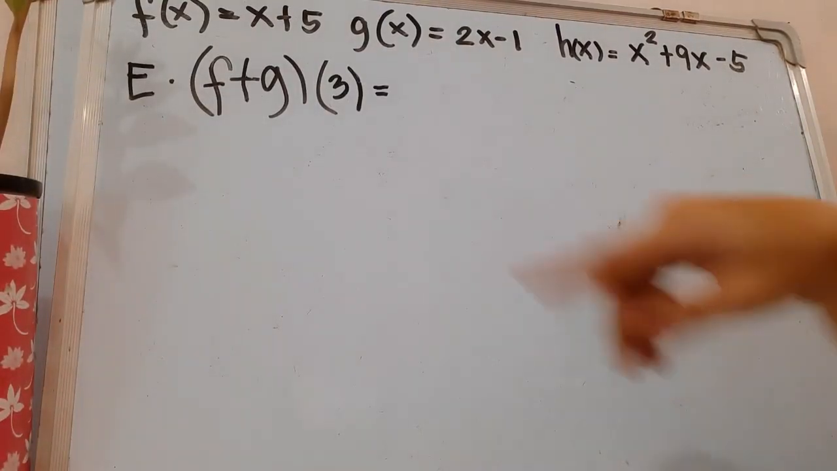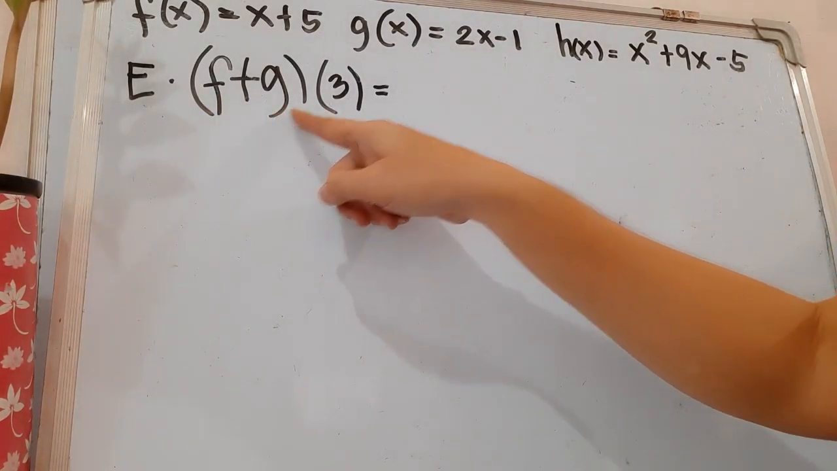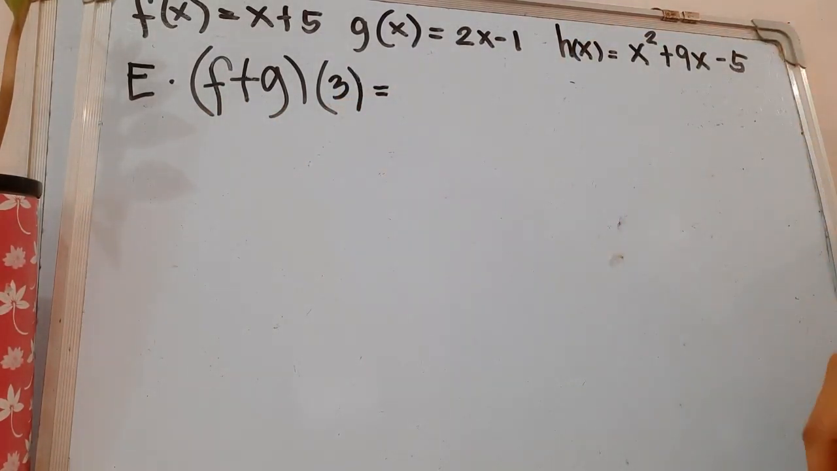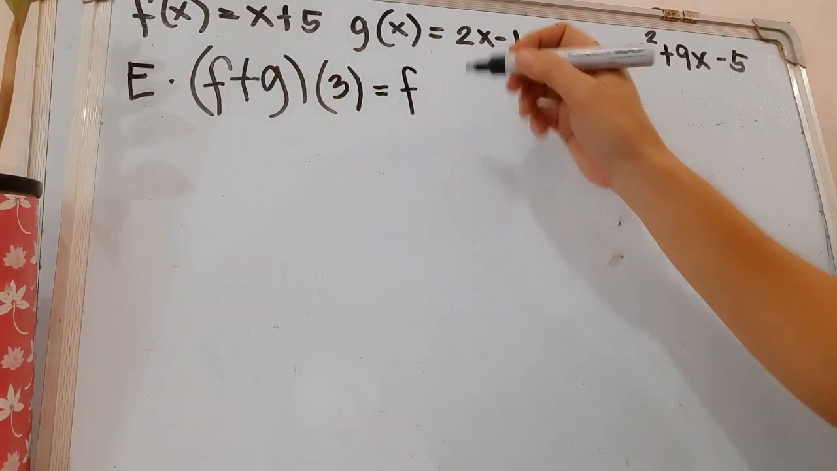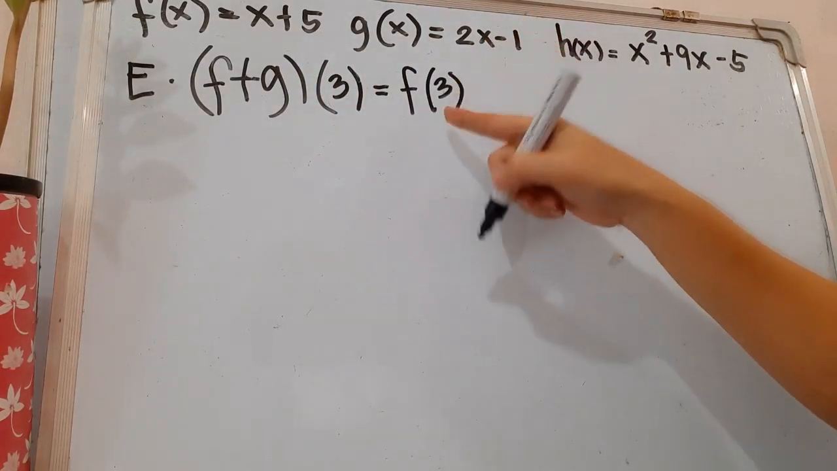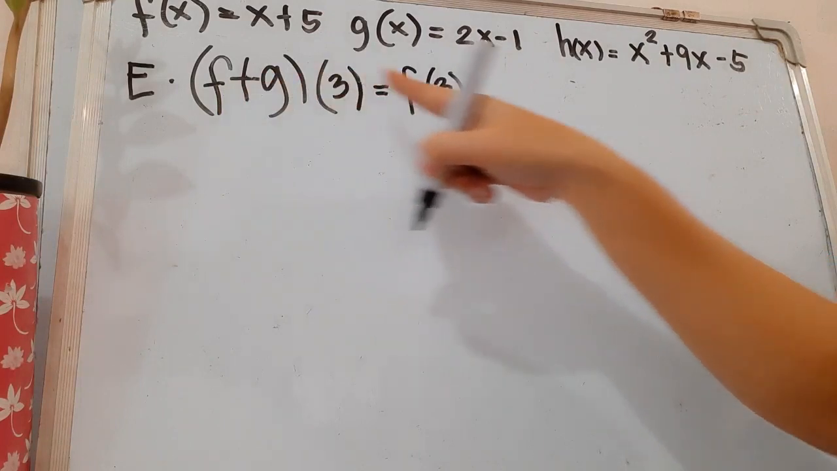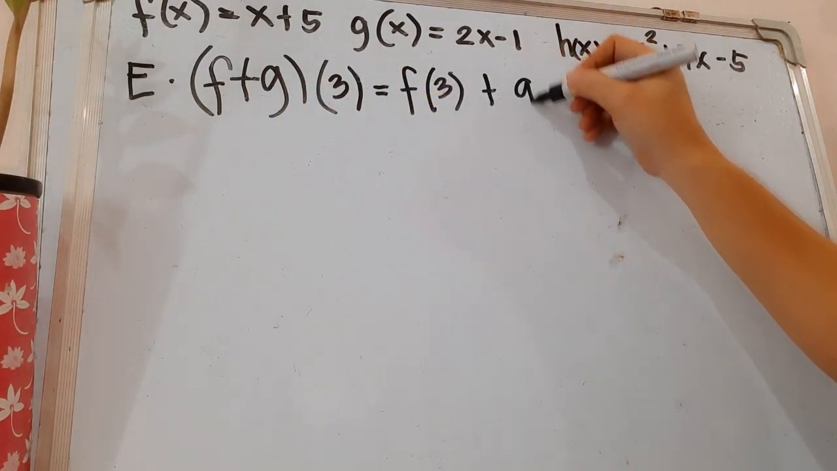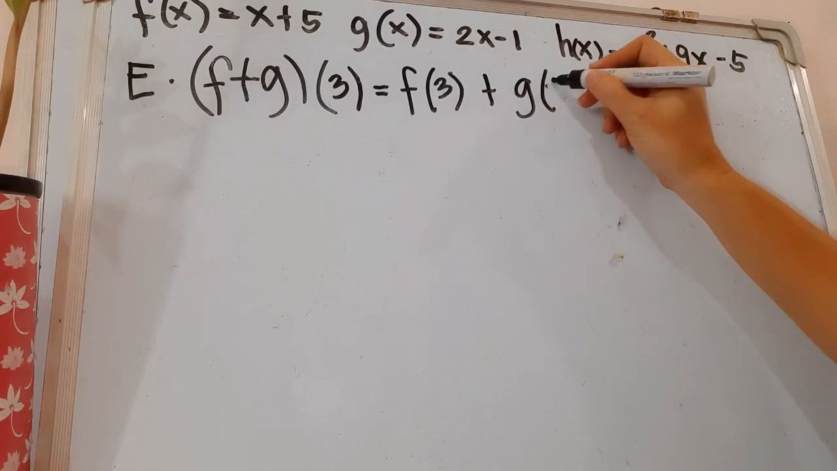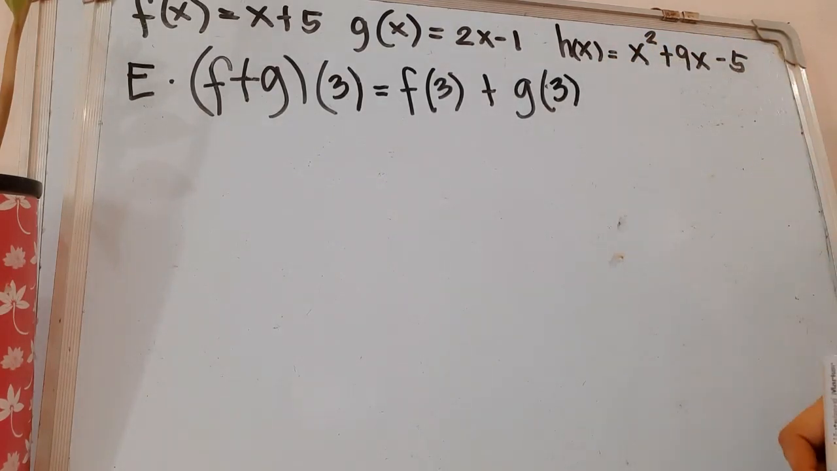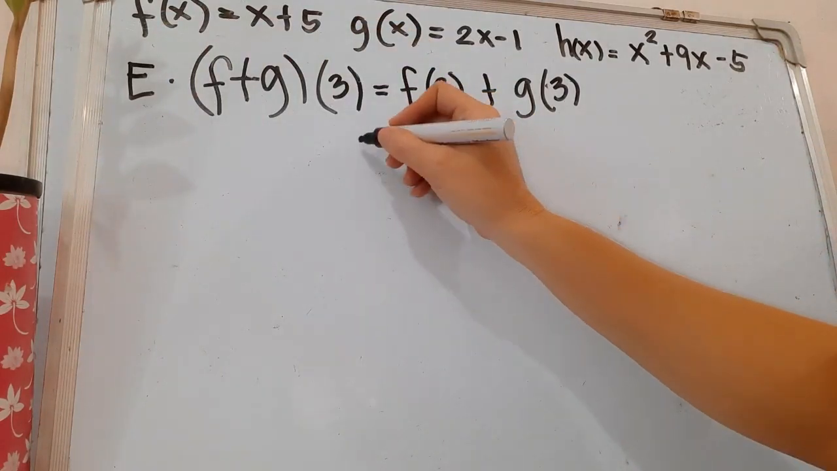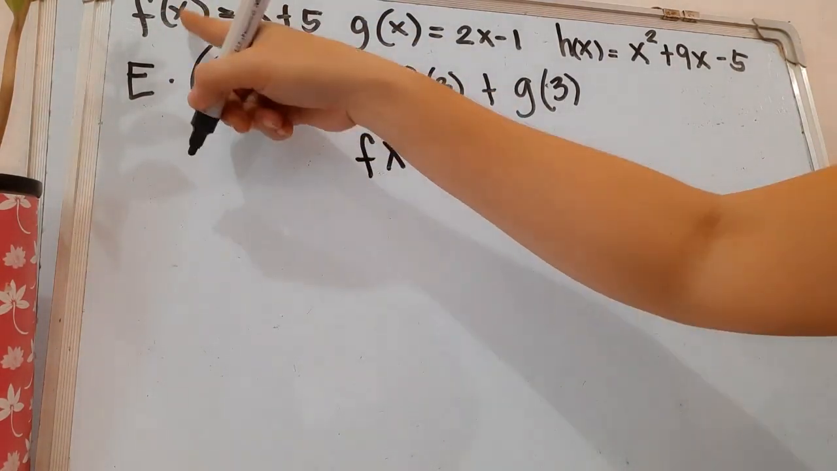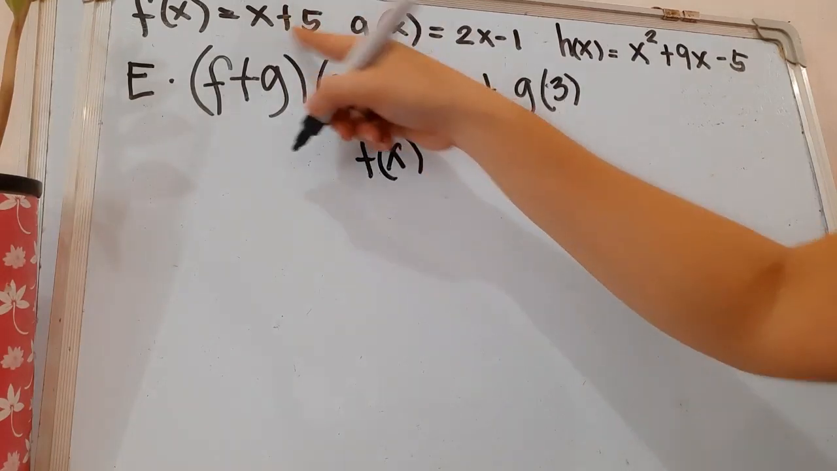For letter E, we have the sum of two functions, but we have the value of x, which is 3. Now, all you have to do is to get the sum of these two functions with a value of x which is equal to 3. This will become f of 3 plus g of 3. Now, we have our first alternative. Solve the two functions separately, in which, as we all know, our f of x is x plus 5.